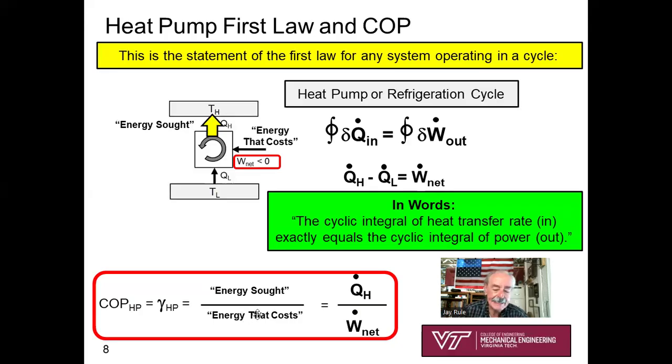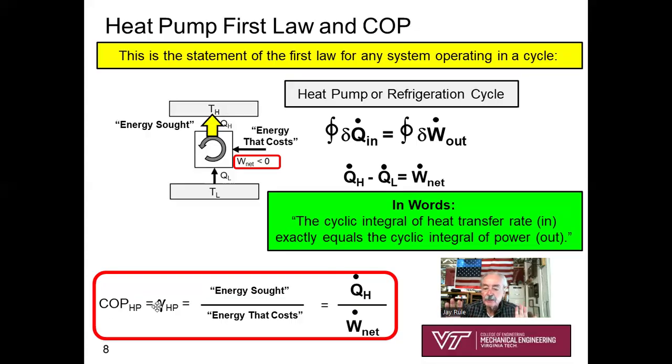And then it's up to me to figure out what does that mean in terms of a formula. What are we trying to do for a heat pump? We're trying to transfer heat up into a warm space, so the energy sought is Q̇_H. That's our objective. Now, what does it cost us to run a heat pump? If we own a home or a business, it costs us money to run the compressor of a heat pump. So the energy that costs us money is Ẇ_net. That's what costs us. So Q̇_H over Ẇ_net is the coefficient of performance.